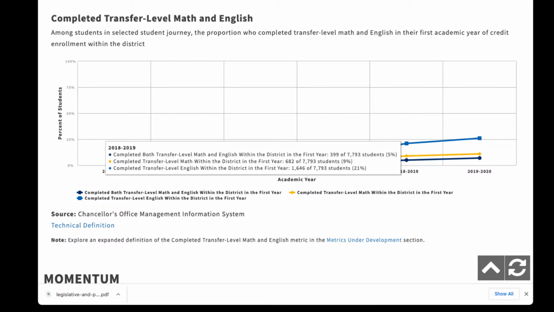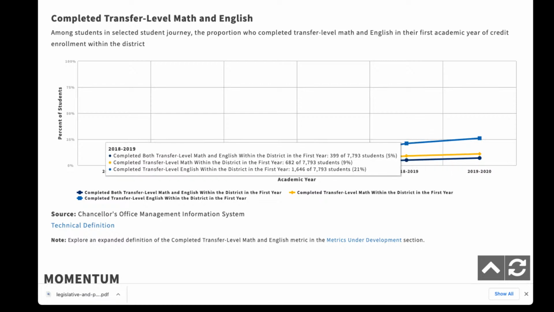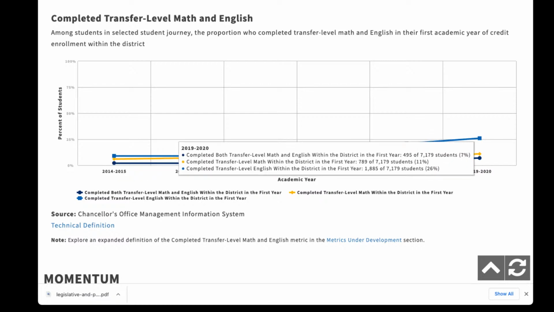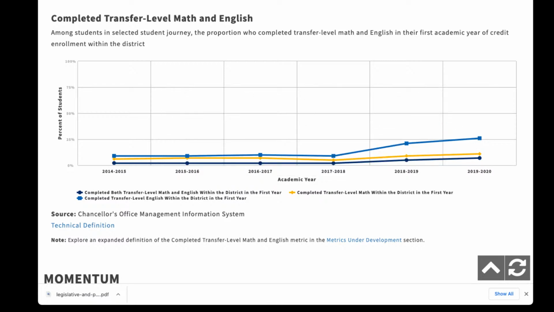Math, 9% in the first year to 11%. It's a marginal increase. Now, both here is 5% to 7%. Again, a marginal increase. And again, they're low percentage rates, so you might have some disenfranchisement happening and people who are apprehensive in enrolling in those courses. This is transfer level English, transfer level math.